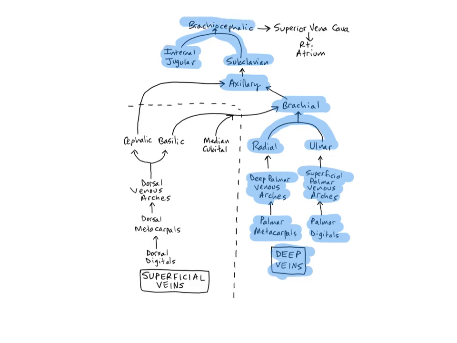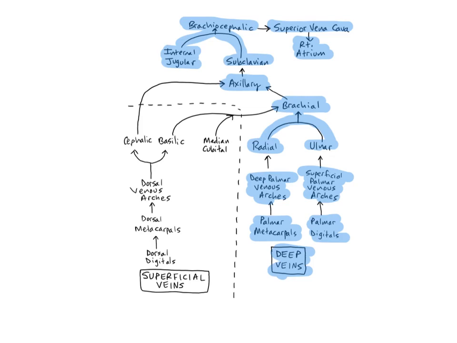The brachiocephalic veins are the last of the deep veins, forming through the union of the subclavian and internal jugular veins. The brachiocephalics drain into the superior vena cava, which delivers blood into the right atrium of the heart. The brachiocephalics drain blood from the head, neck, upper limbs, mammary glands, and superior thorax.